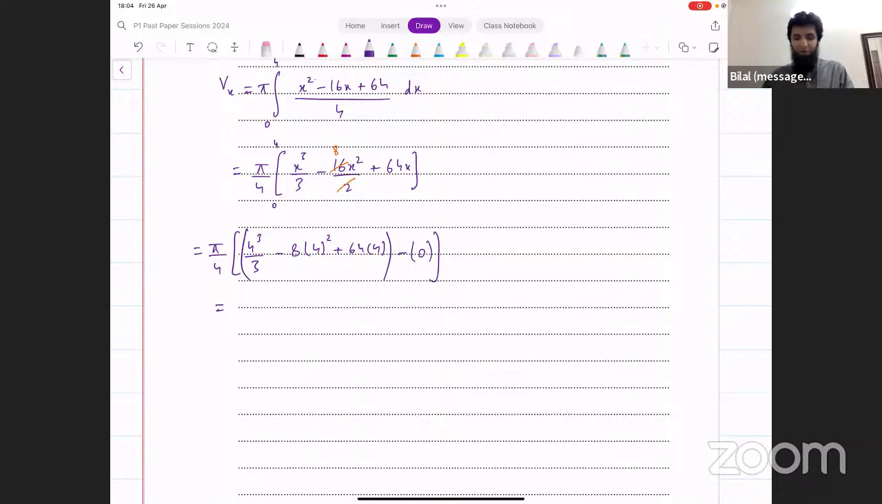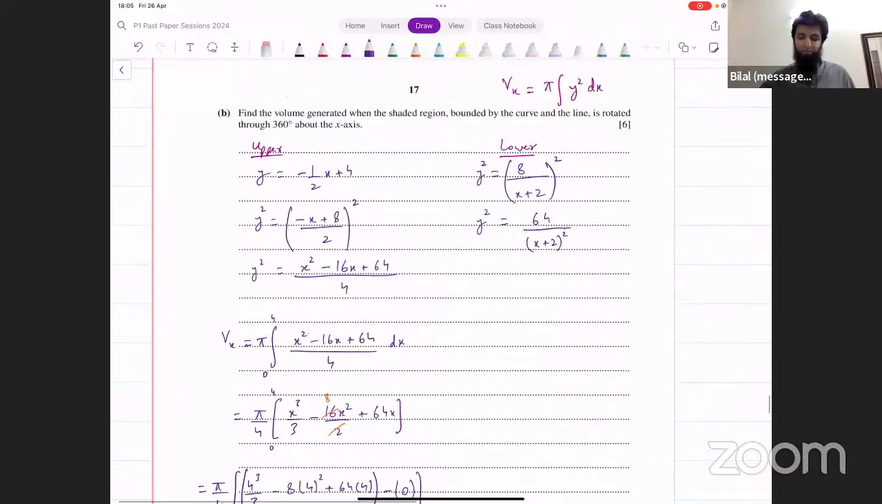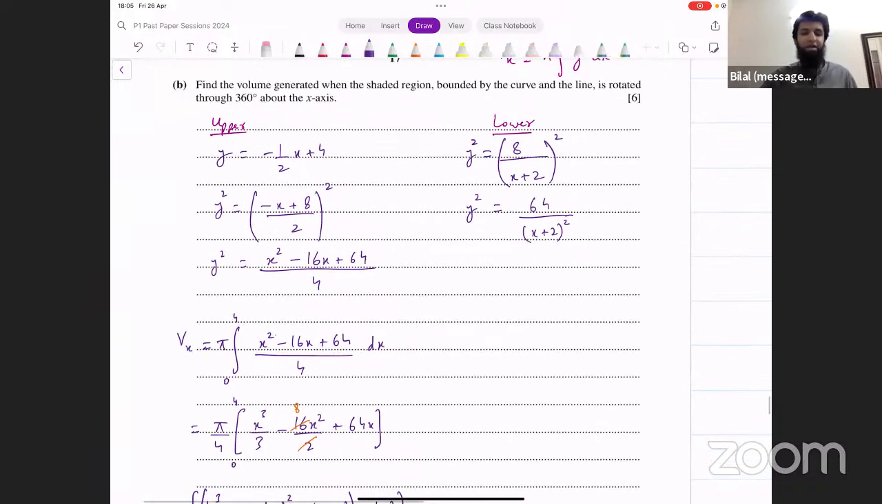4 cubed is 64 divided by 3 minus 8 into 16 plus 64 into 4, divided by 4. And that's giving me 112 over 3 times pi. That's the first volume that I'm getting from this. Okay, volume of revolution for the area under the graph, the area under the straight line that we had.